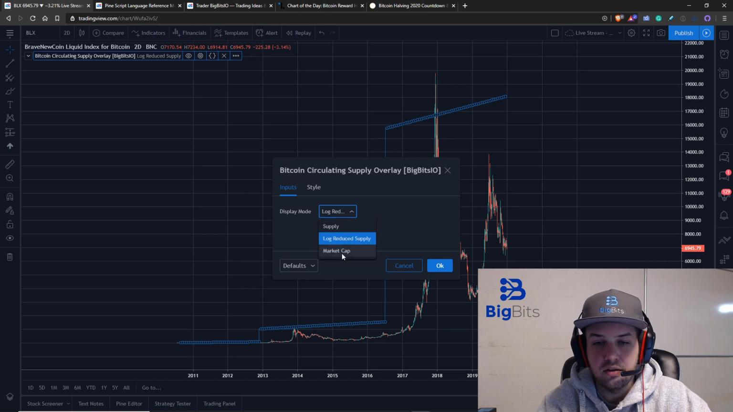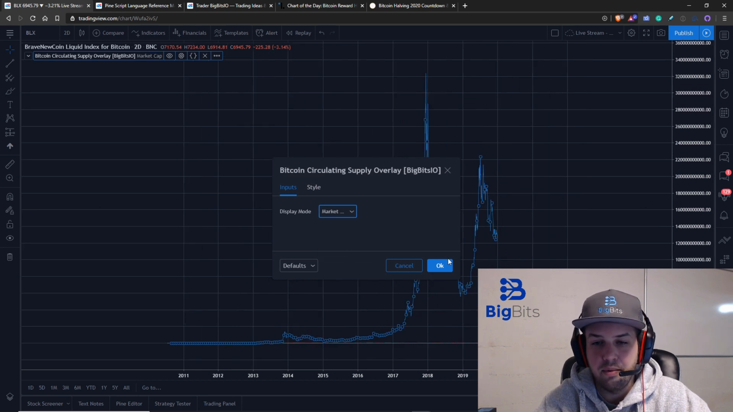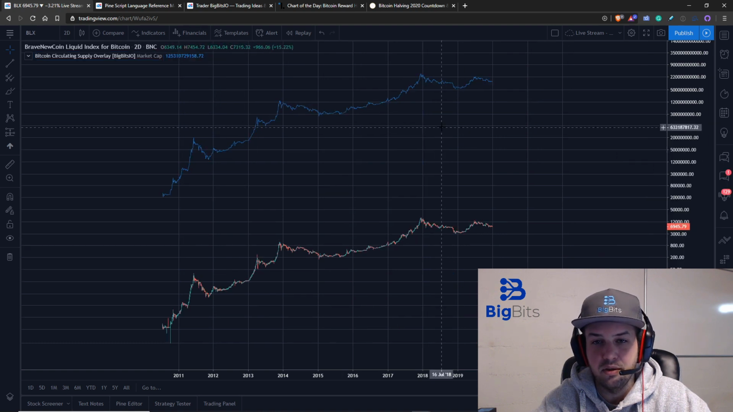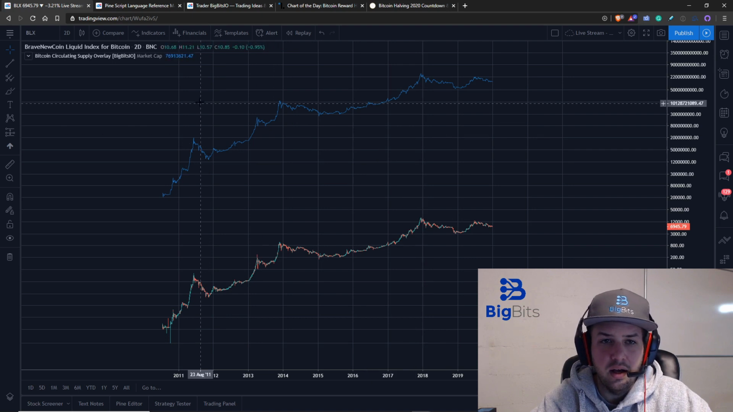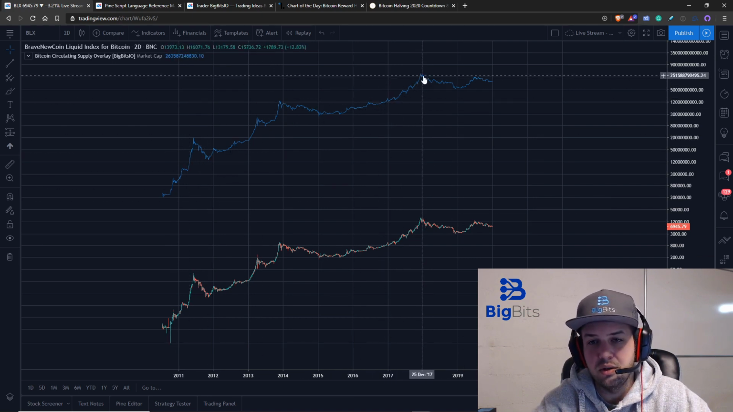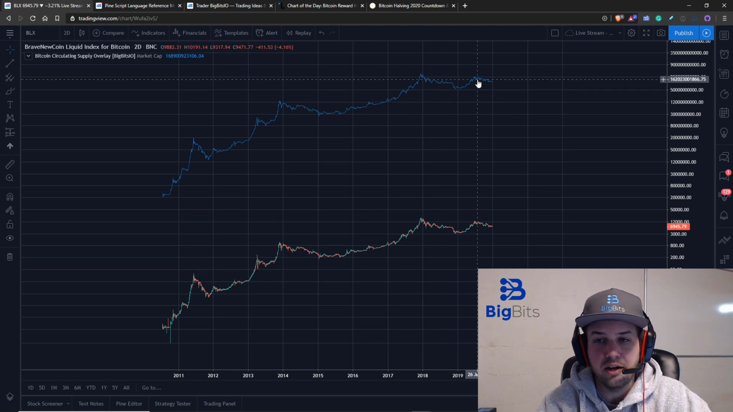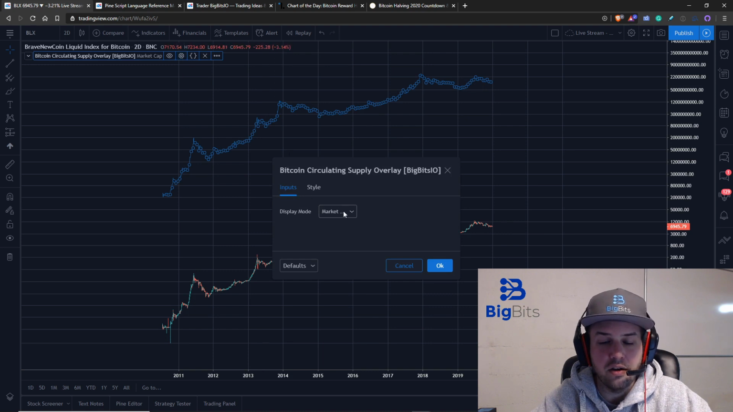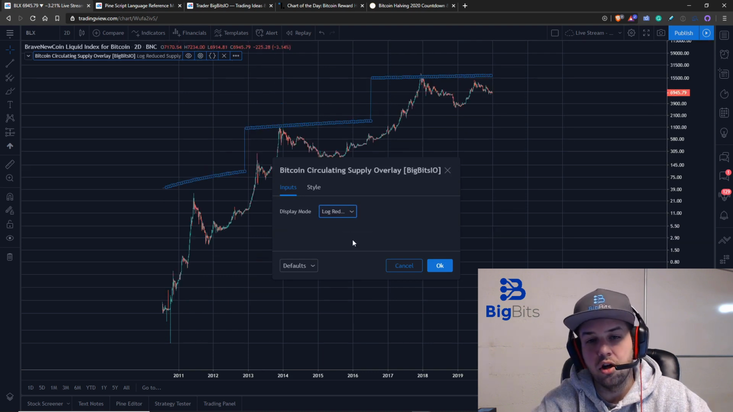And then there's also the market cap, and these actually look a little bit better on log scale because the market cap's in the billions. Yeah, you can see it follows along pretty nicely with the price, but it's also adjusted based on how many coins are actually out on the network being used. And while I've got it on log scale, before I get into the code, I want to show you the log reduced supply.